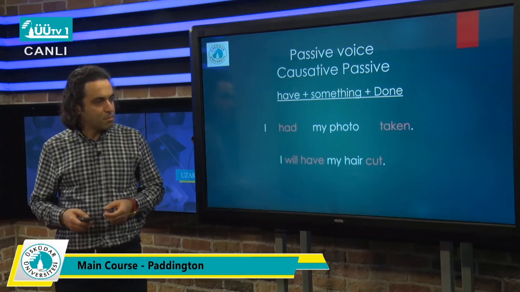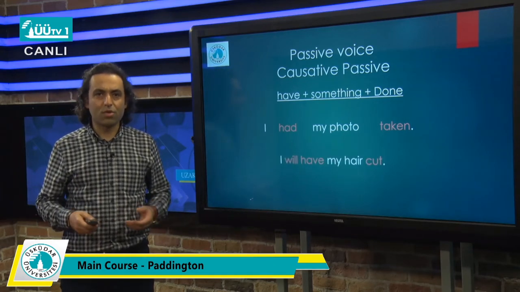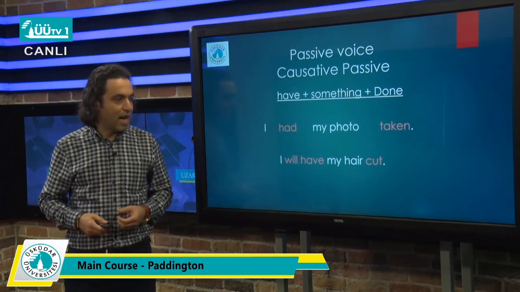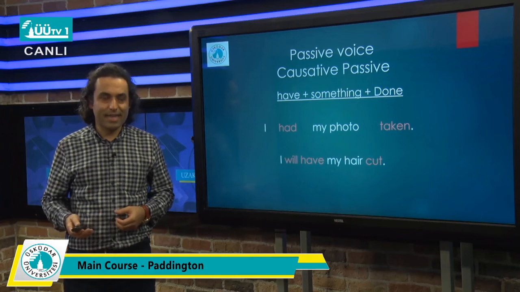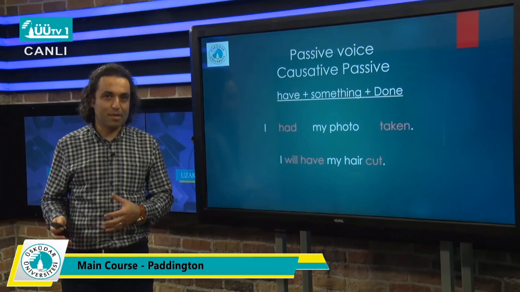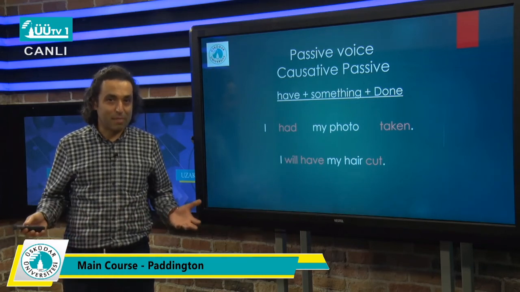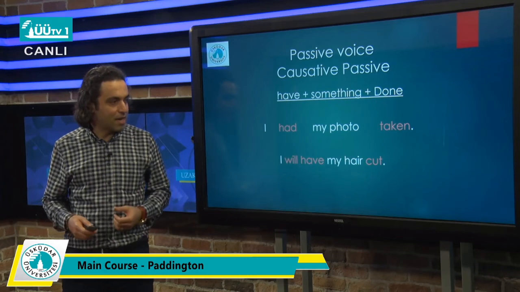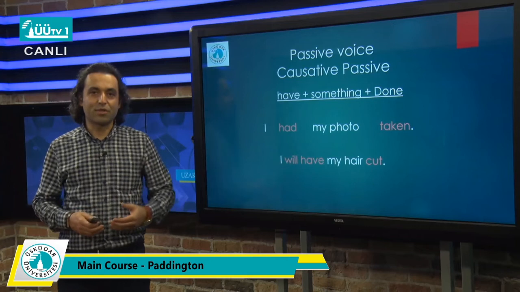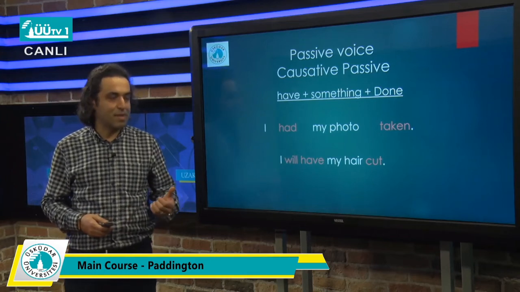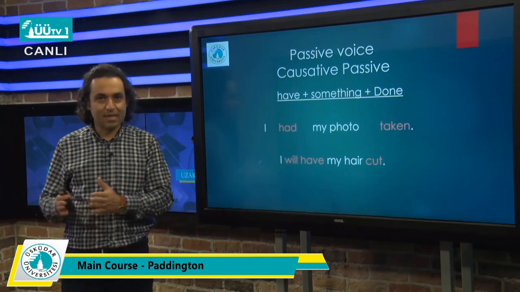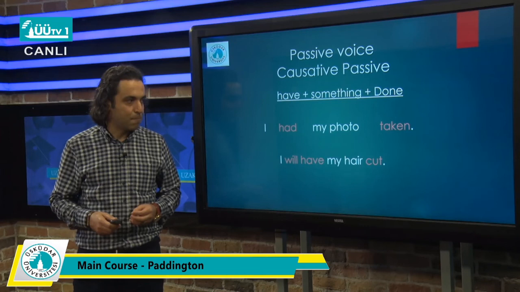Imagine you want to go to a barber store and ask the guy to cut your hair tomorrow. So you say, I will have my hair cut. Again, you are in the sentence because you are the cause of that action. But the person who really cuts your hair is passive, is hidden. I will have my hair cut. As you can see here, we used will have because that's something which is going to happen tomorrow. So it is causative passive for future. And cut, in all three forms, it remains cut. Let's say it doesn't change at all.